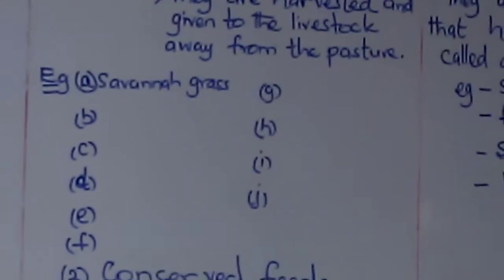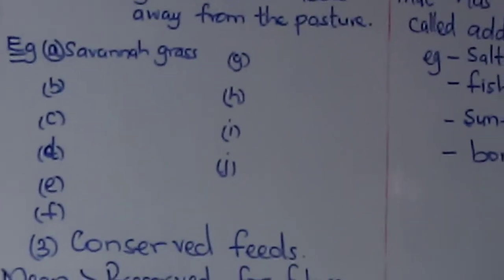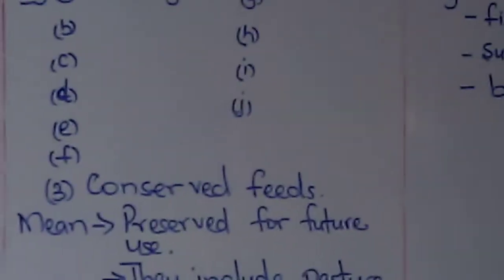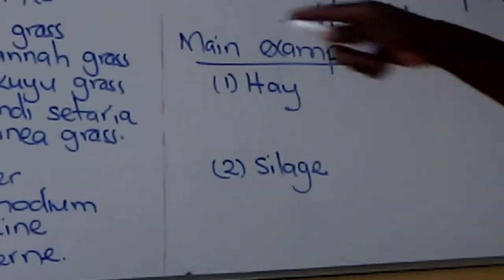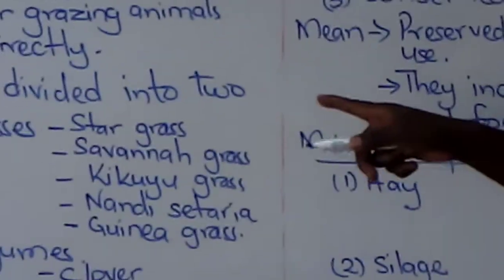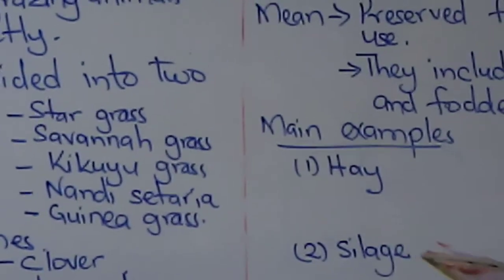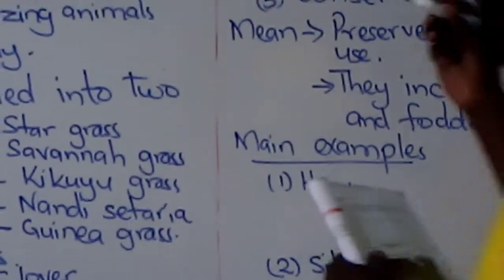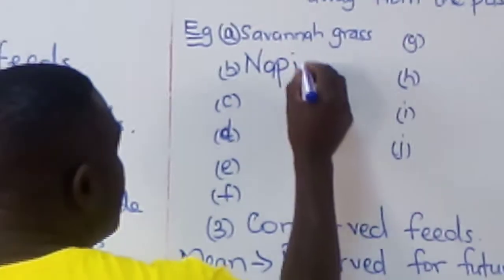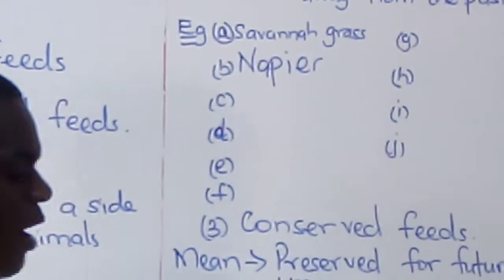Now, I would like to give examples of fodder here. Please pay attention as I give examples of fodder. Here we have savanna grass. We know that savanna grass was also under the grasses, but it's still a fodder. It can be harvested and taken to an animal. Now we also have napier grass. Most of you are familiar with napier. Napier grass is also a fodder.